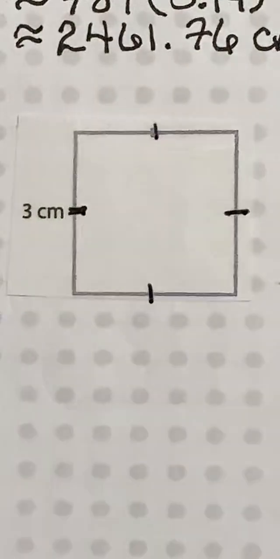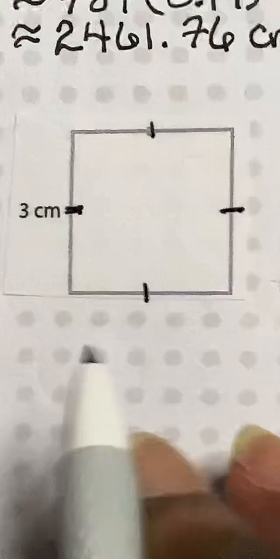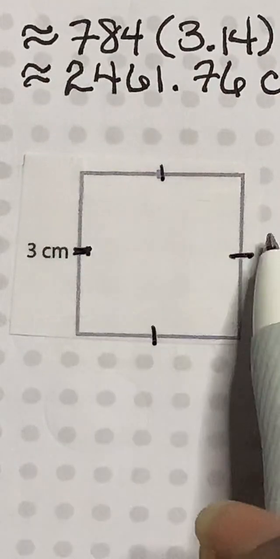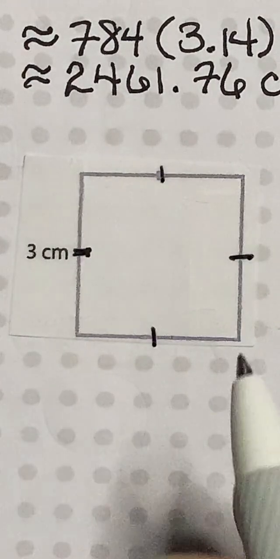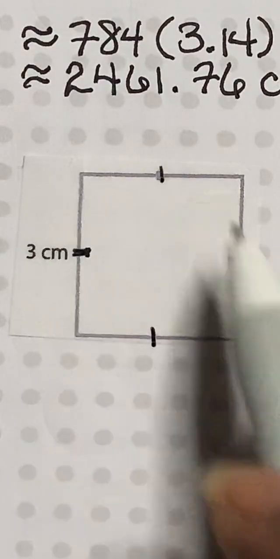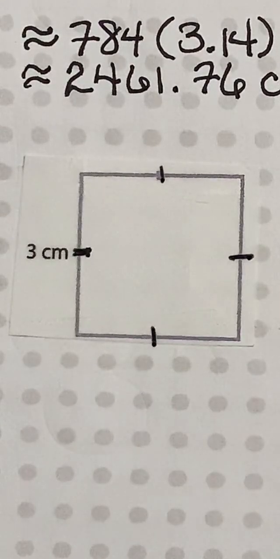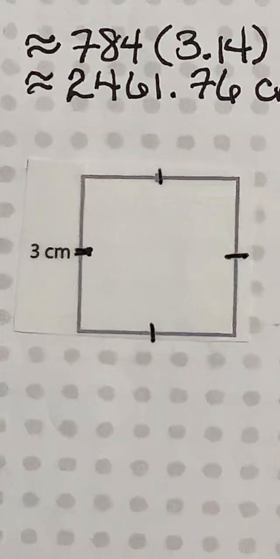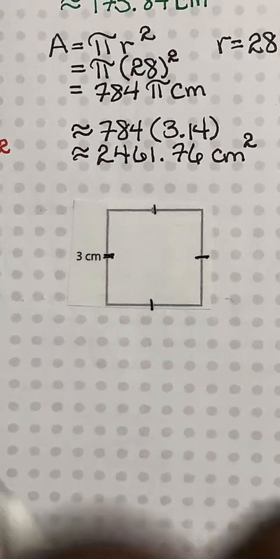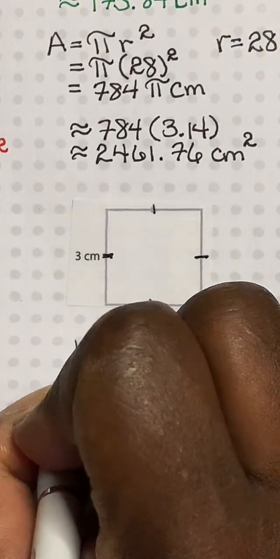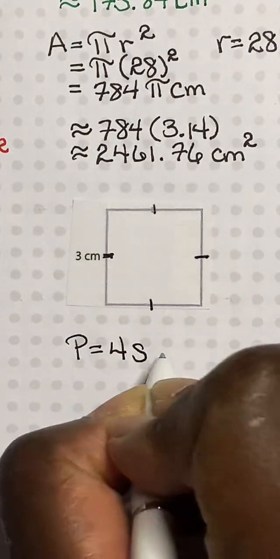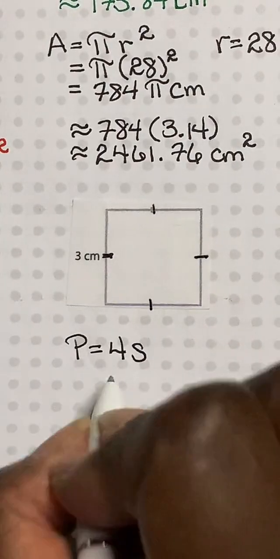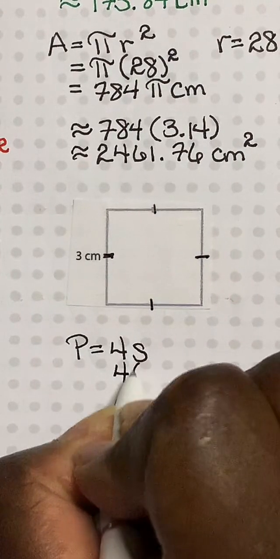These tick marks are helping you with congruency. This is saying that all four sides are of equal length. So if I want to find the perimeter, I could do the formula for perimeter, which I didn't write up there, which is 4 times the side. And they're giving us the side to be 3.